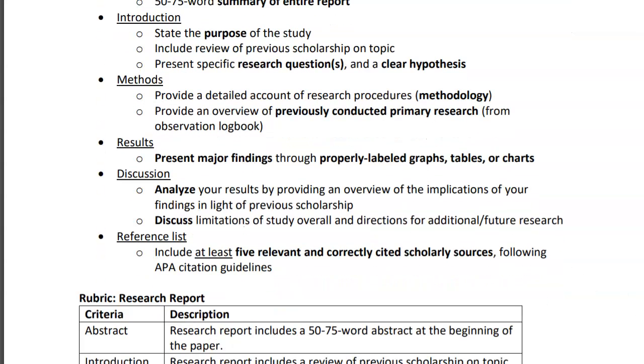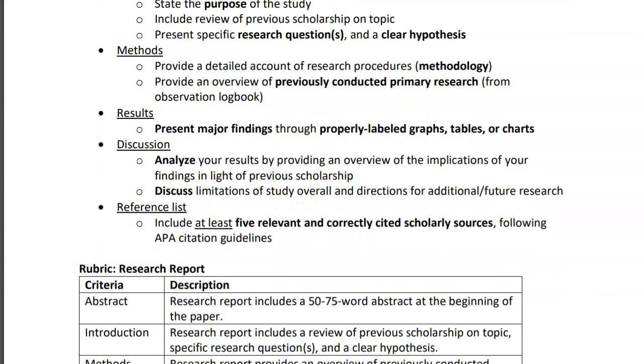The next section is your results. So this is where you're going to present the findings of your primary research through properly labeled graphs, tables, charts, pictures, whatever the case may be. And for the results section, this is very similar to the description section that you had in the logbook. What I mean by that is in the results section, you're only providing your reader with the results of your research. You're not analyzing, you're not interpreting anything. You're just saying, this is what I saw, or this is what I discovered in my study, my observation.